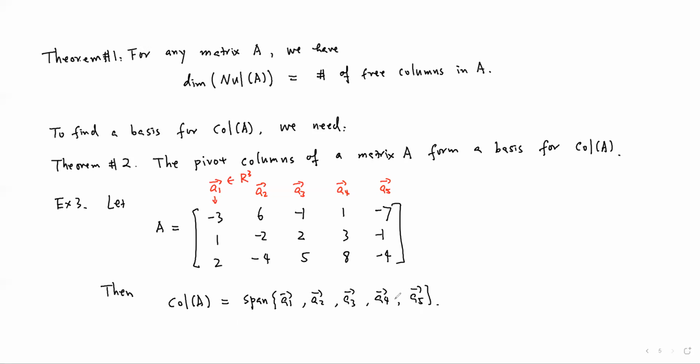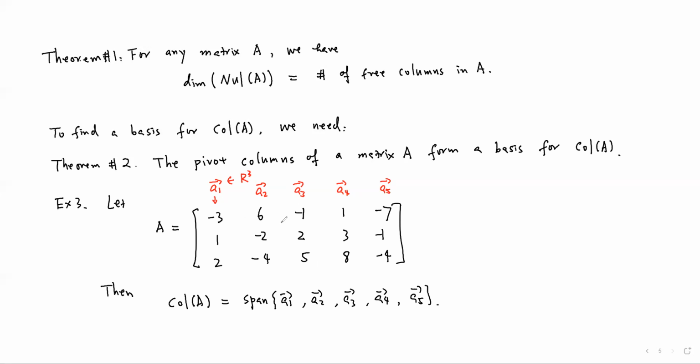So the columns are a spanning set, but this spanning set may be too large. I want to find a basis. A basis means I want to find a smallest spanning set. So how to drop vectors from this spanning set? Use this theorem. This theorem says that pivot columns form a smallest spanning set.